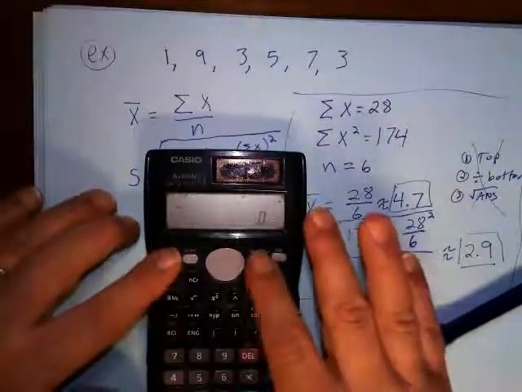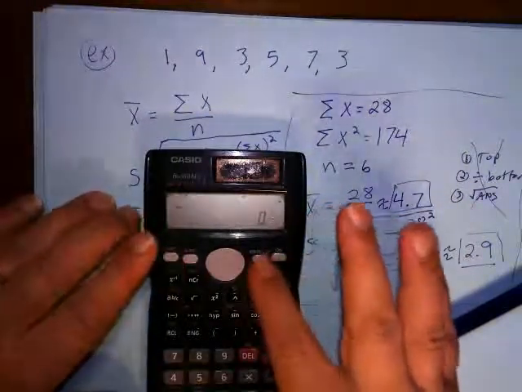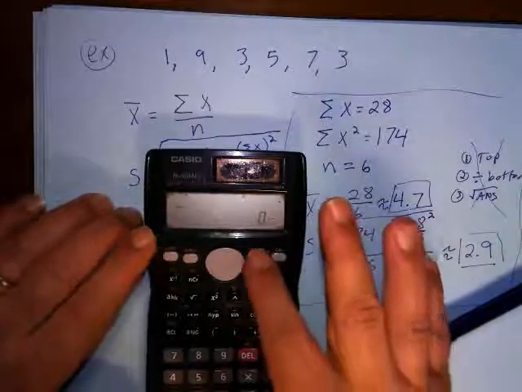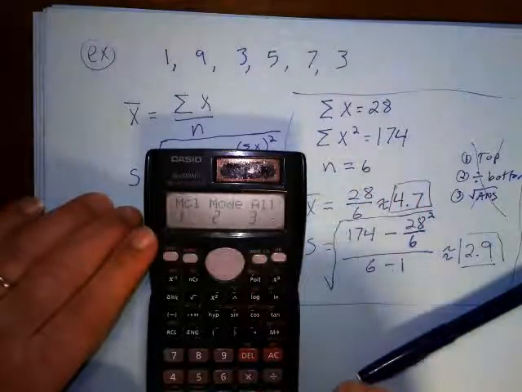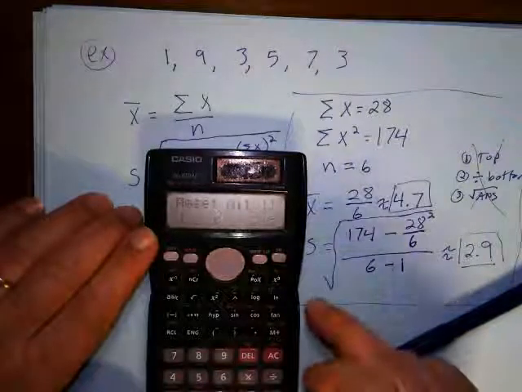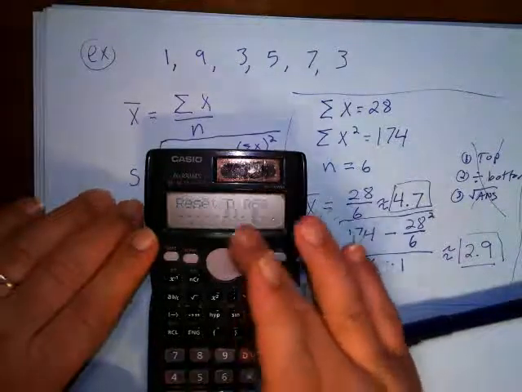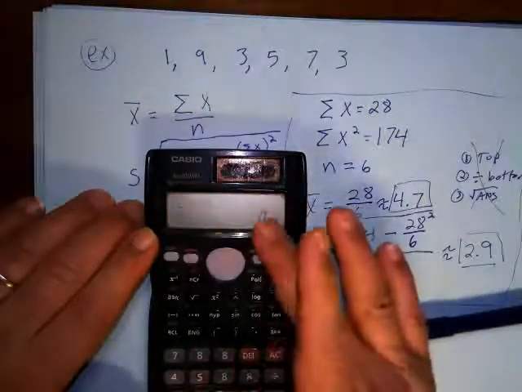But for this one, you have to clear everything. And there's a clear right up here. This is the mode button. So I hit shift and then that button. Then I hit 3 to clear all. So now it's clear. So now I hit the mode button and I hit 2 for statistical data.